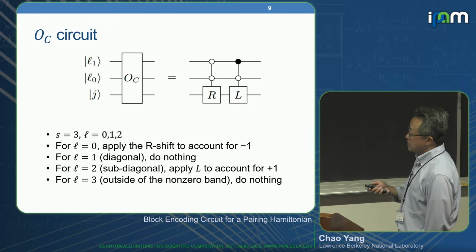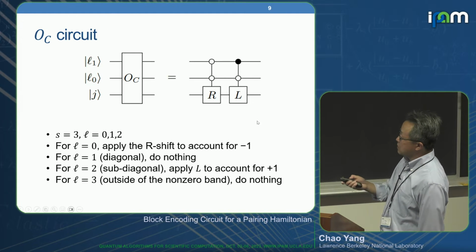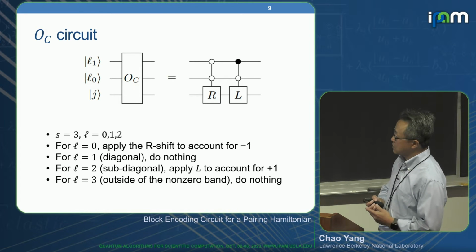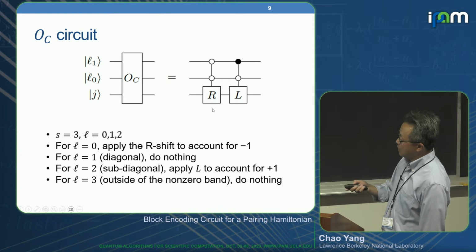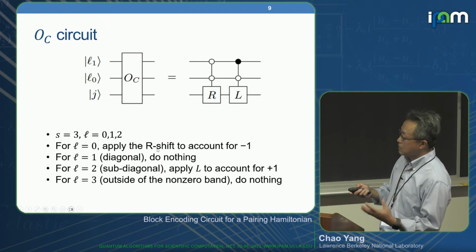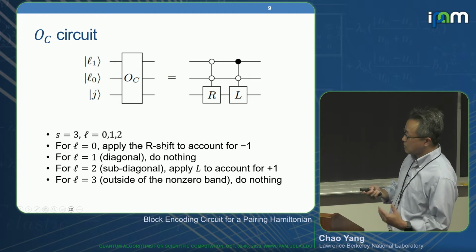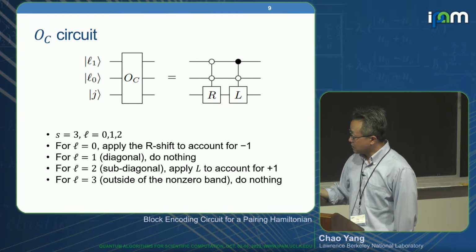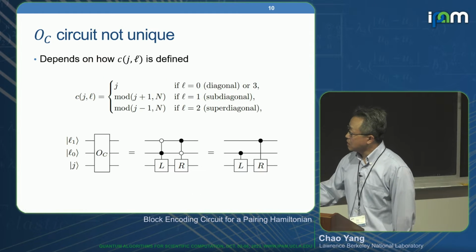You put these things together, and this is a circuit for an 8x8 tridiagonal circulant matrix, and you can check that everything works out. When L is 0, you use a right shift to subtract 1, if it's diagonal you do nothing, and if it's the other off-diagonal you add 1. So you can verify that the circuit does what it's supposed to do.